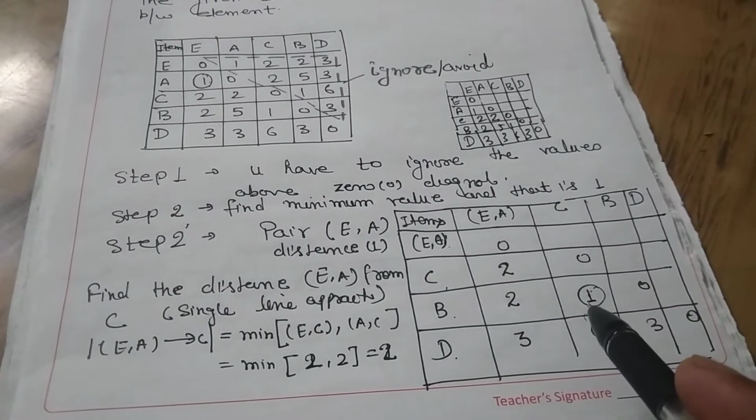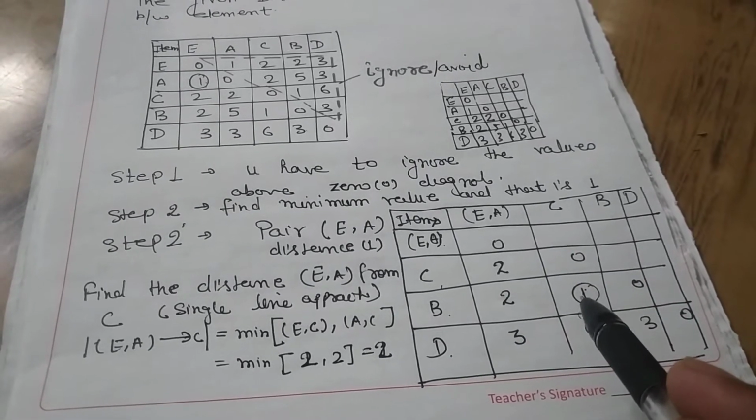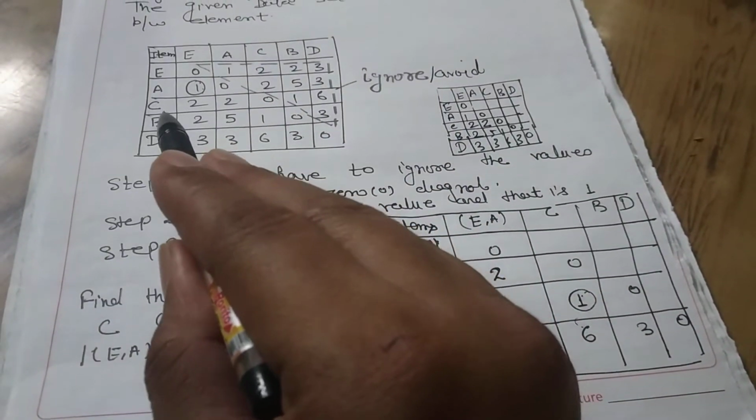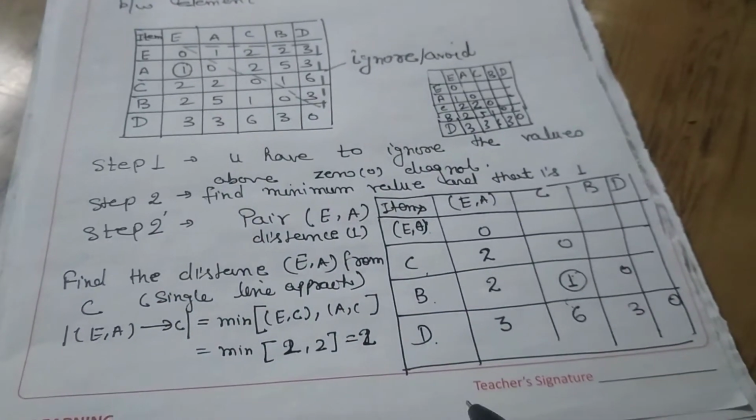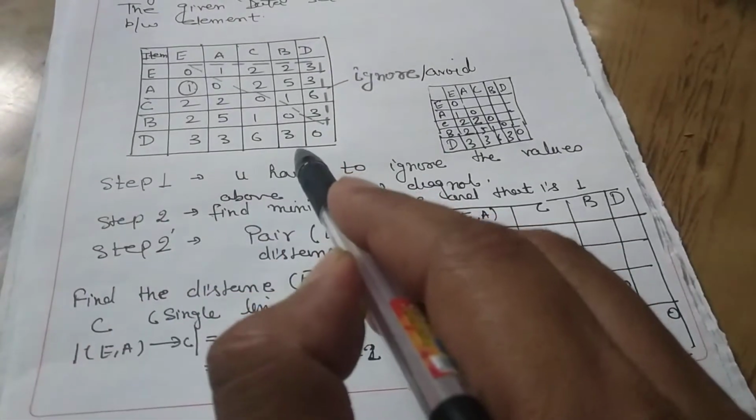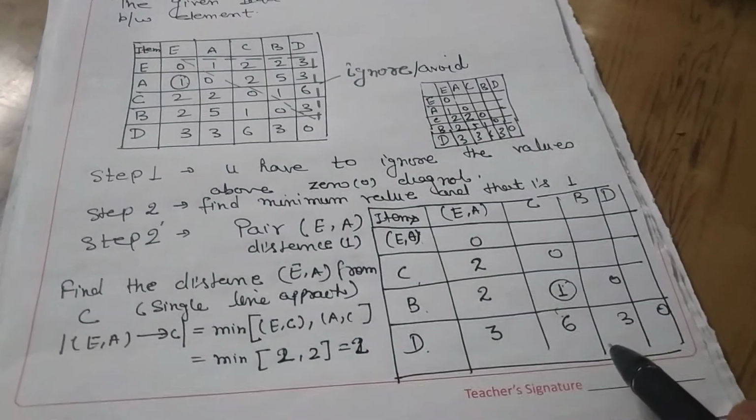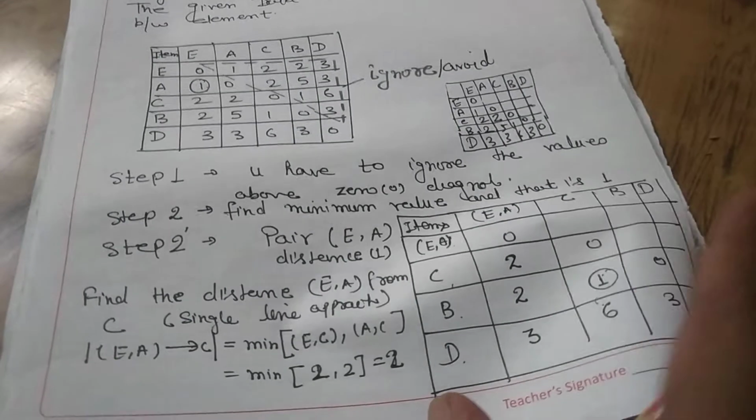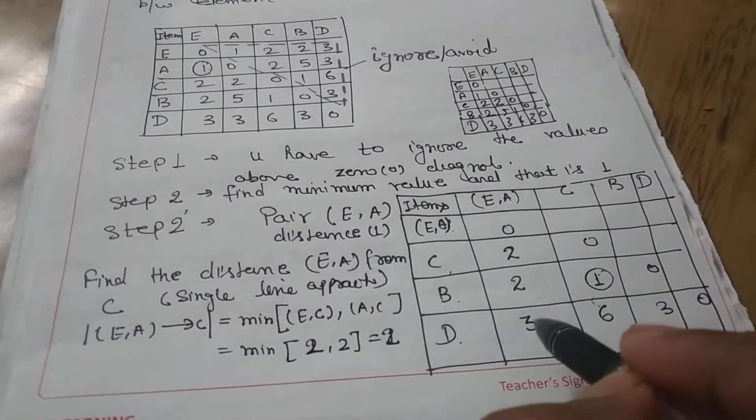C to B is the previous distance, that was 1. Here C to B is 1. B to D is 3. C to D is 6. Put the values and make the new matrix. Next step, you will use this matrix and find the minimum in this matrix.